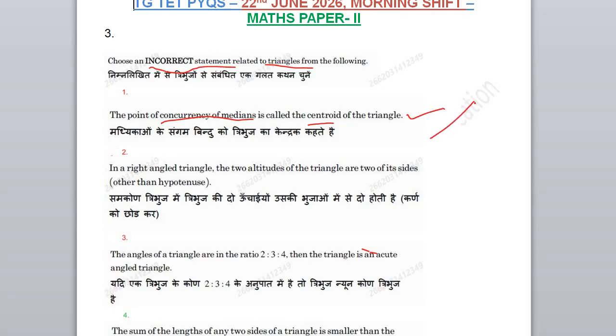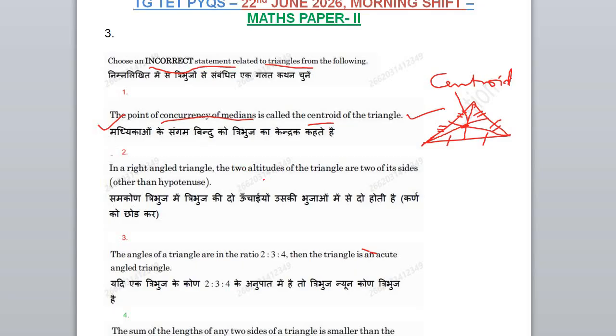So for a triangle, if we take all the medians, this median divides this side into two equal parts. From this side also, the median divides this side into two equal parts, and this one also divides this side into two equal parts. So this point is the centroid. So this centroid is the point of concurrence of the medians. So this is correct, true. Point of concurrence is also true. Second one is also true.